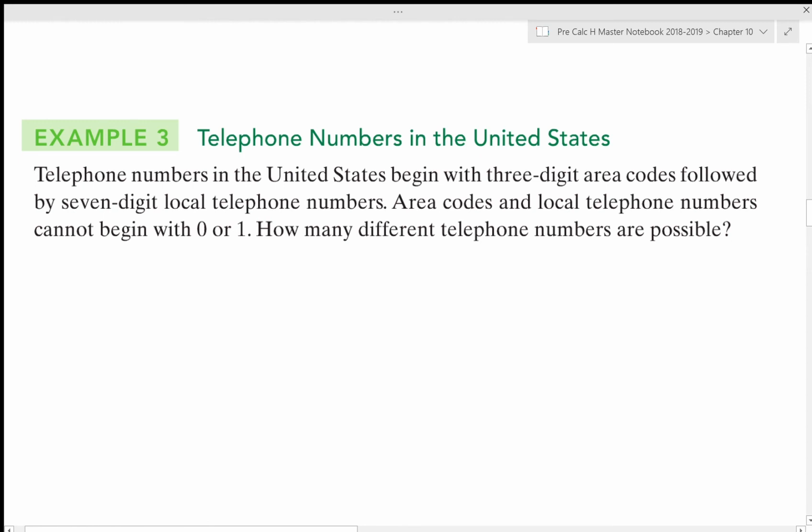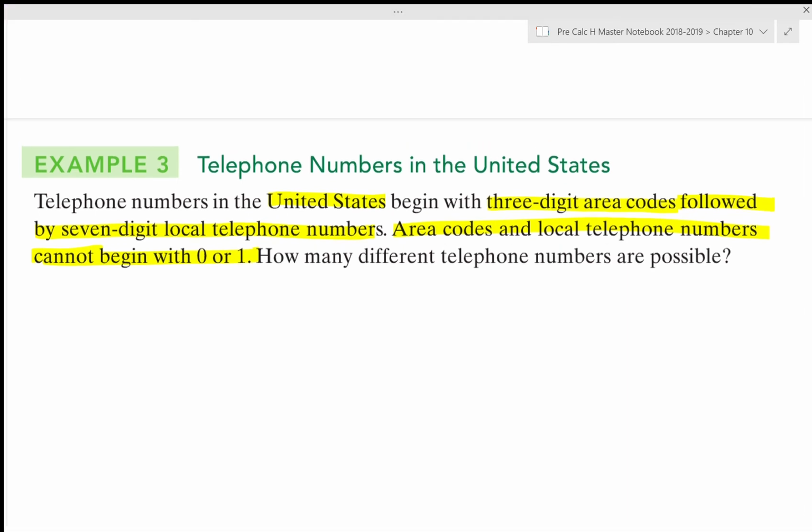Now, example number 3, telephone numbers in the U.S. I like this problem. It makes you think about it a little bit. Telephone numbers in the United States begin with a 3-digit area code followed by a 7-digit telephone number. Area codes and local telephone numbers cannot begin with 0 or 1. How many possible phone numbers can we have in the U.S.?